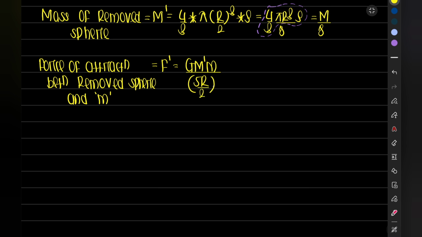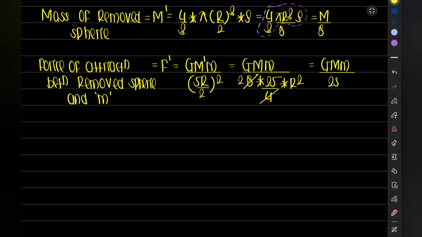So the distance is 5r by 2 squared. G as it is, m dash is basically your M by 8, small m, upon the square of 5 which is 25, the square of 2 which is 4, into r square. So the 4 ones are, and this is basically 4 twos are. So F dash will be G capital M small m upon 25 into 2, which will be 50 r square.